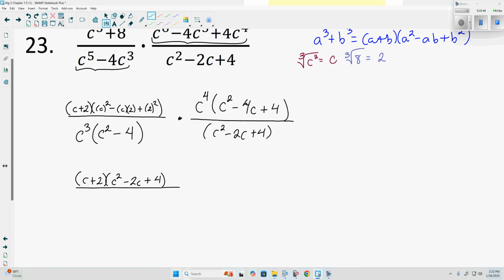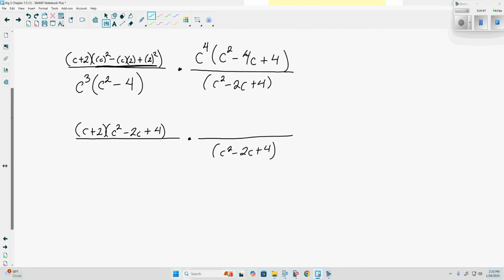Also, c squared minus 2c plus 4 doesn't factor. So there is that. And the reason we know that is that the quadratic part of a sum or difference of two cubes is never factorable. It doesn't factor.